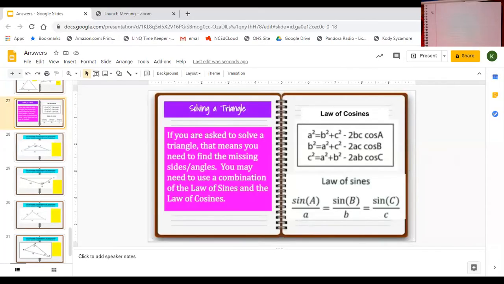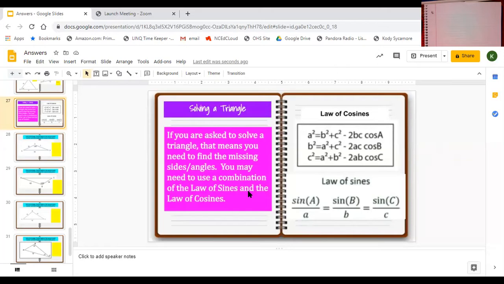All right, so this video is starting at slide 27, and it's kind of a continuation of law of sines and law of cosines. So this is if you were asked to solve the whole triangle. And if you're ever asked to solve a whole triangle, that just means that you need to find all the missing sides and/or angles.